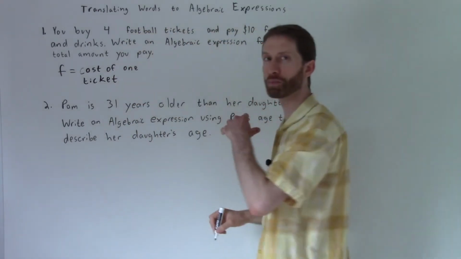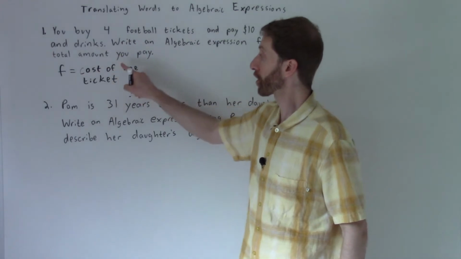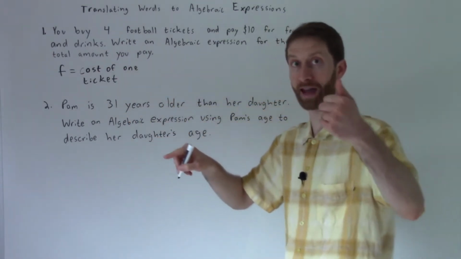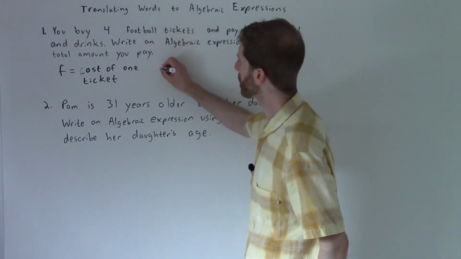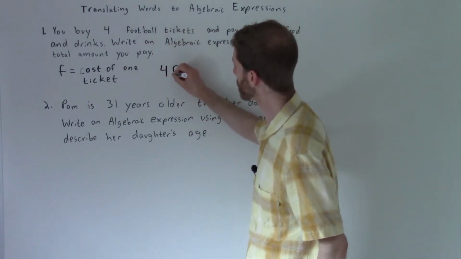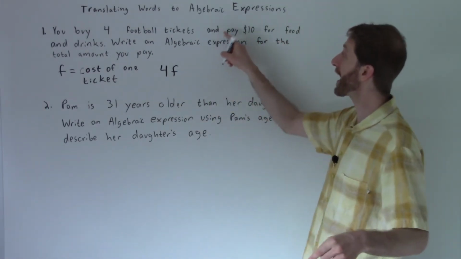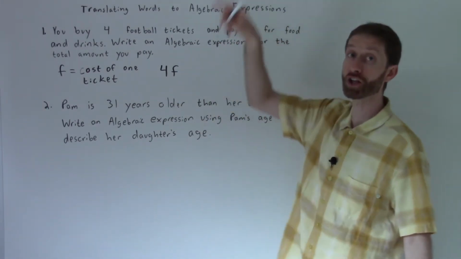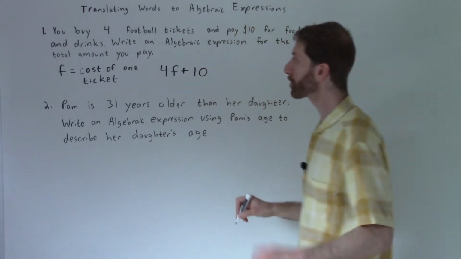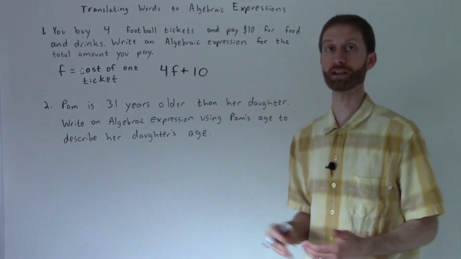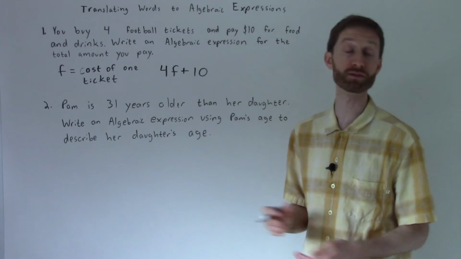Now, as I read this problem, I like to translate as I read. We've got 4 of the cost of one ticket, right? Because we're going to be adding the cost of one ticket 1, 2, 3, 4 times. So that's the expression 4 times the cost of one ticket, or 4F. In addition to that, I'm going to pay $10 on top of that for food and drinks. Before you know it, you've built your algebraic expression rather than trying to figure it out from just recognizing problems that you've seen in the past.